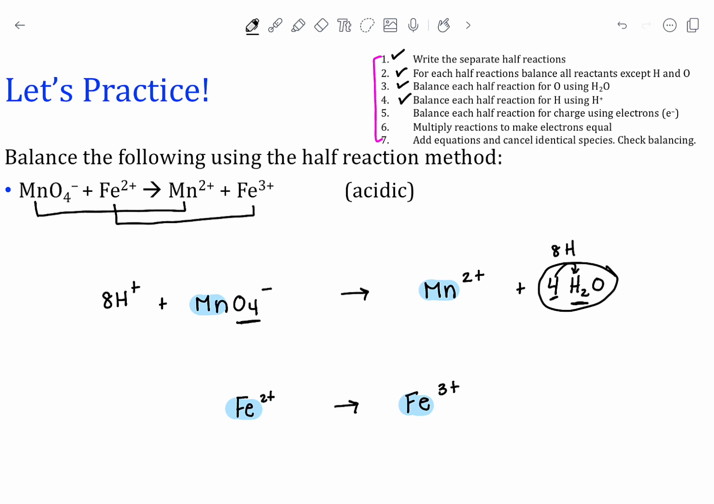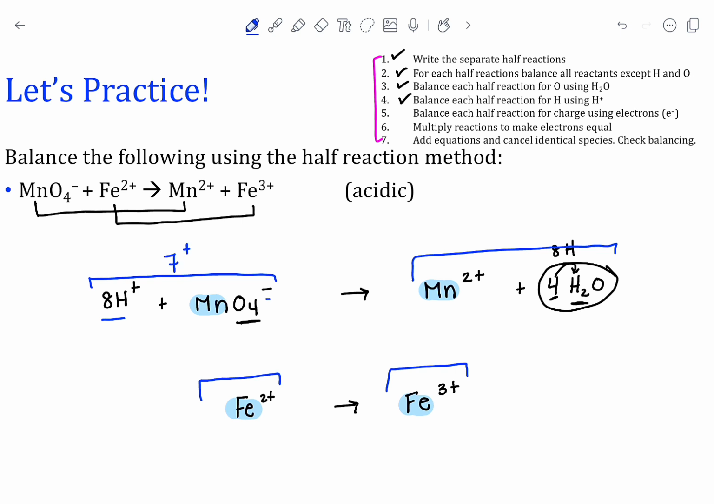Our fifth step is to balance each half reaction for charge using electrons. What I like to do is take stock of my charge, where I highlight each side of each reaction in a different color so I can see what the charge is on either side, so I know how many electrons to add. My charge here is 8 plus and 1 minus, so this is then 7 plus.